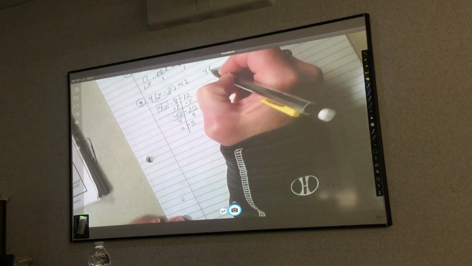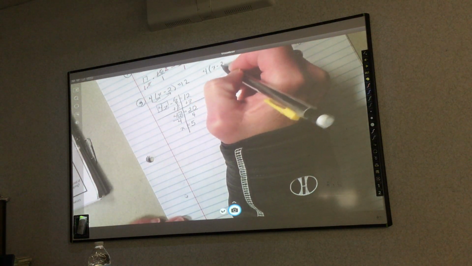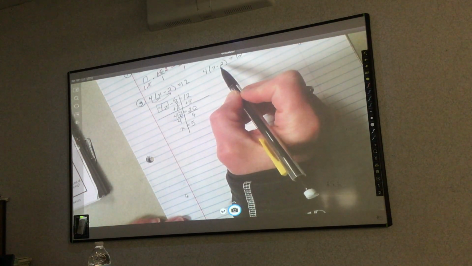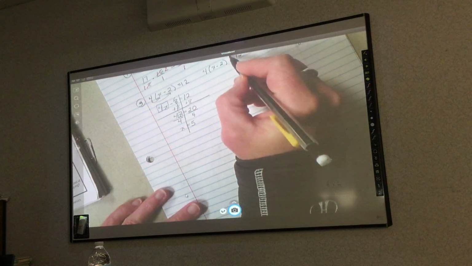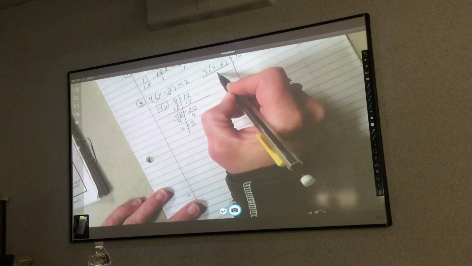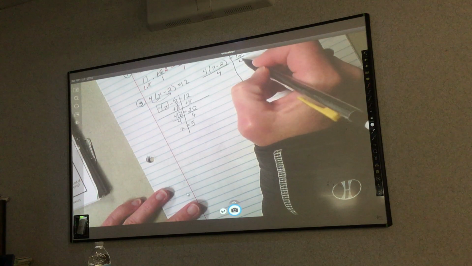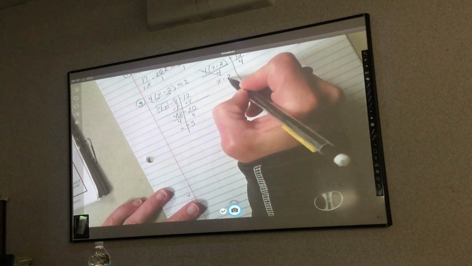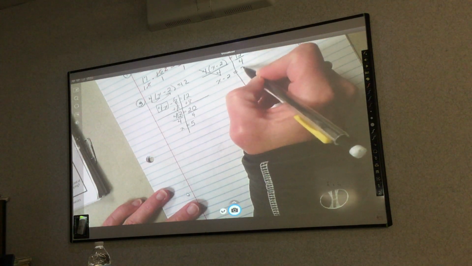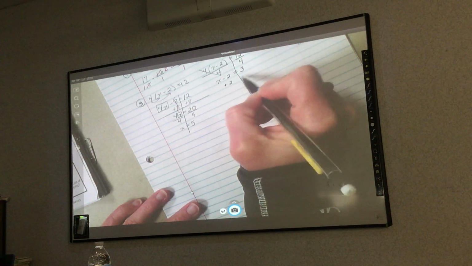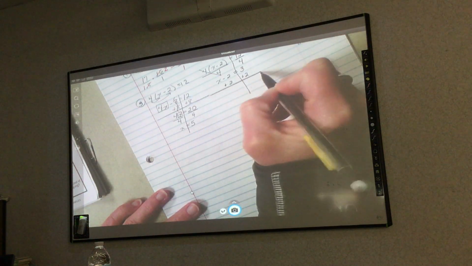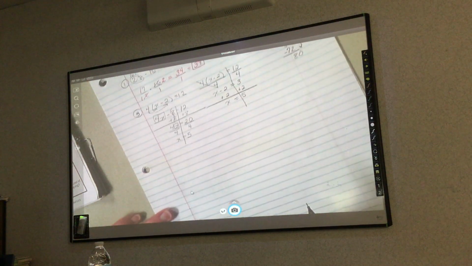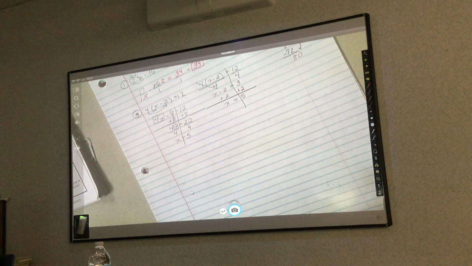Another way you could have done it. This is 4 times this quantity. So I could have deleted it by dividing by 4. They canceled each other out, so I'm left with x minus 2 equals, and 12 divided by 4 is 3. Add 2, add 2. So x equals 5. Either way, you get the same answer. That way it looks easier.